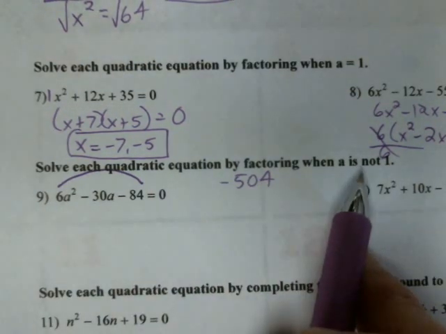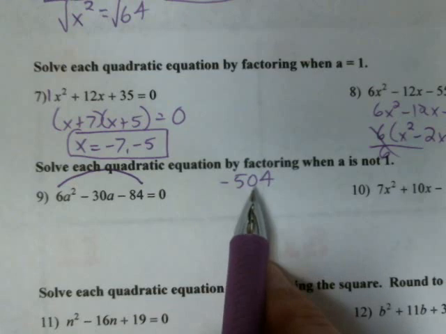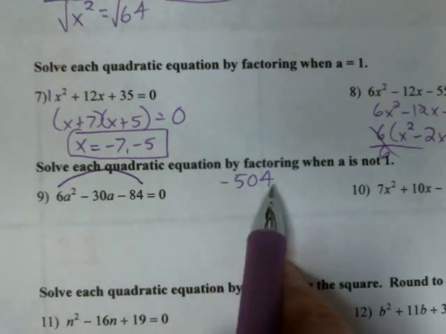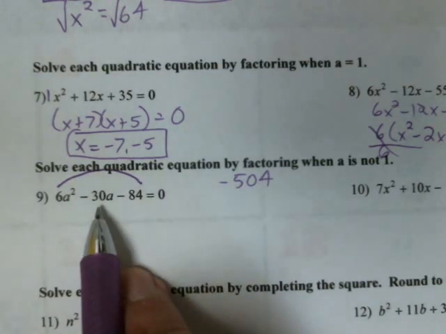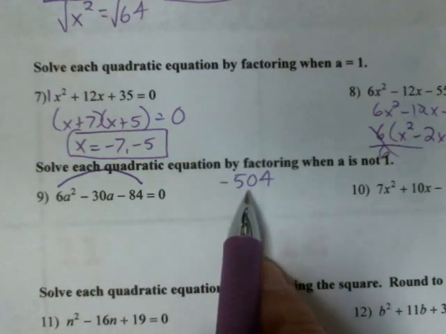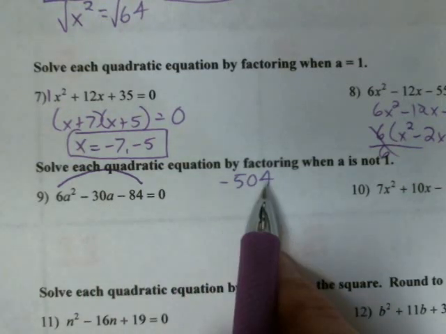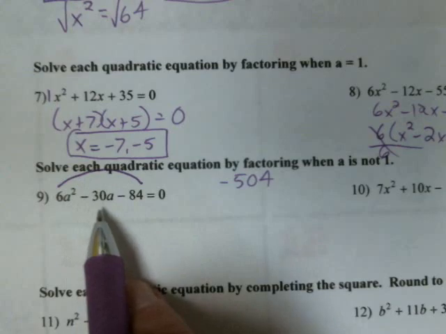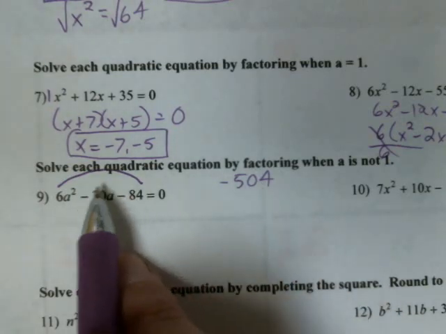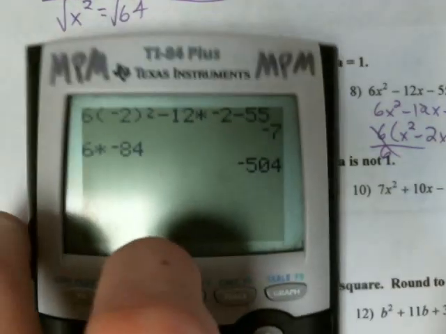When you do factor when a is not 1, this is a temporary number. We need to find two numbers that multiply to give me this temporary number and add to equal negative 30. Now, when this C term is negative, that means one's got to be positive, one's got to be negative. So I'm basically asking what two numbers multiply to give me this that are 30 apart from each other, okay? So how do you do that?